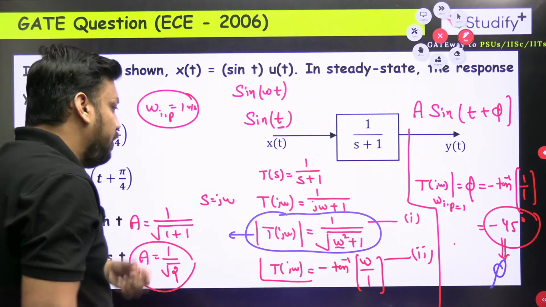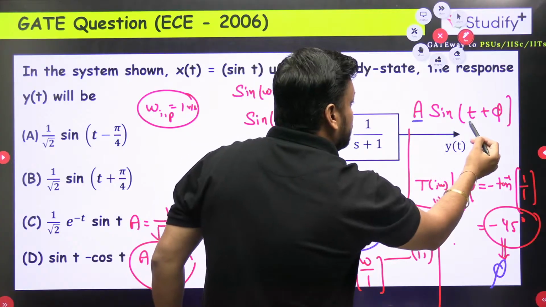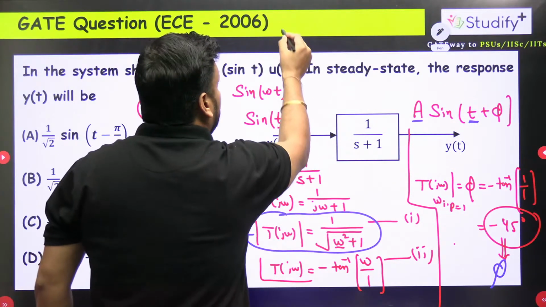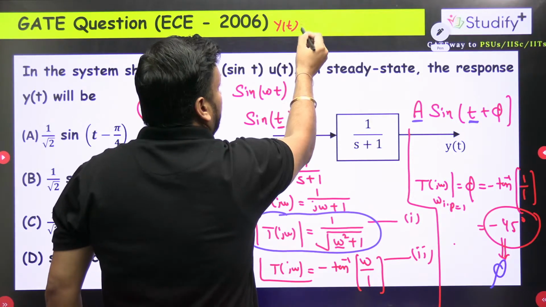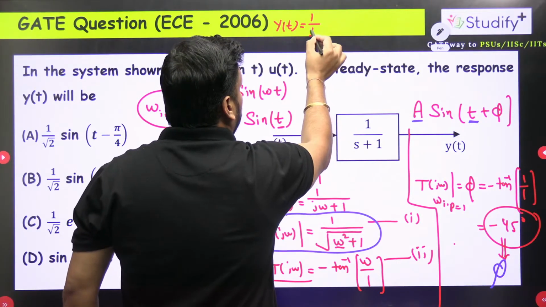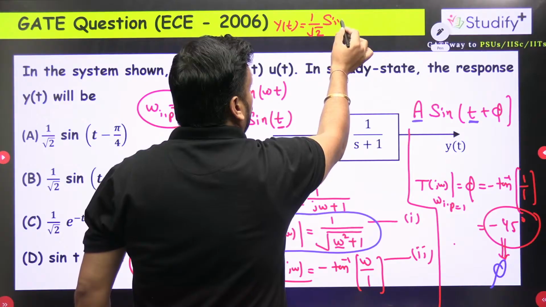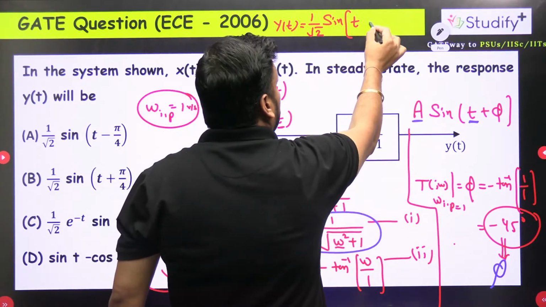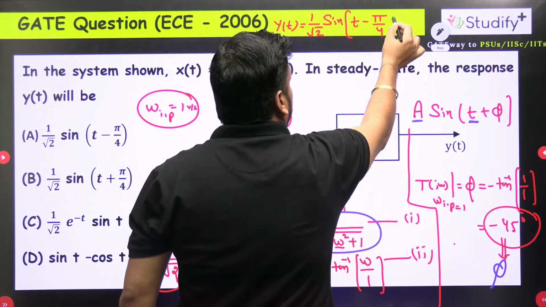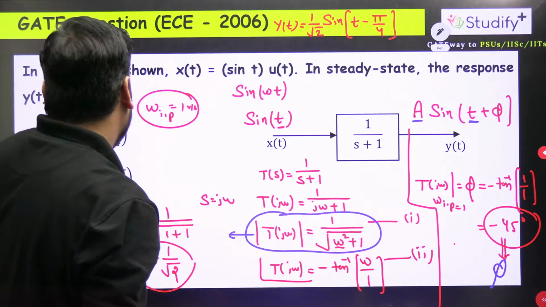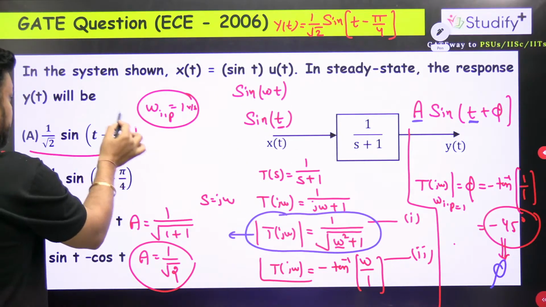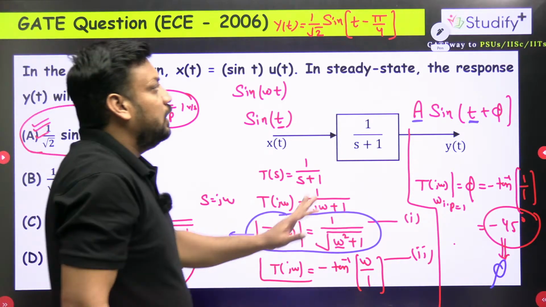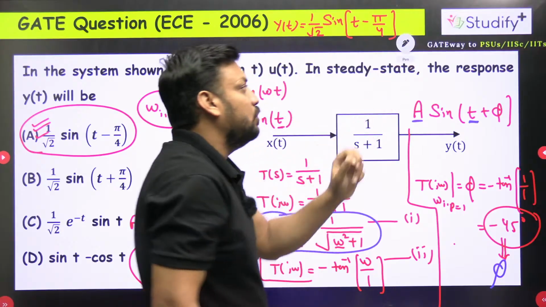Now we have A, now we have phi. We can just substitute here and we can comment on the output. So tell me what will be the output. I am writing here the output y(t) equation. In place of A, should I write 1 by root 2? Yes sir, 1 by root 2 sin of t, and phi is minus 45 degrees. And minus 45 degrees we can write in radians as pi by 4 also. So this exactly matches option number A. I hope this is crystal clear, beta. So this is the first GATE question we have solved based on this concept.